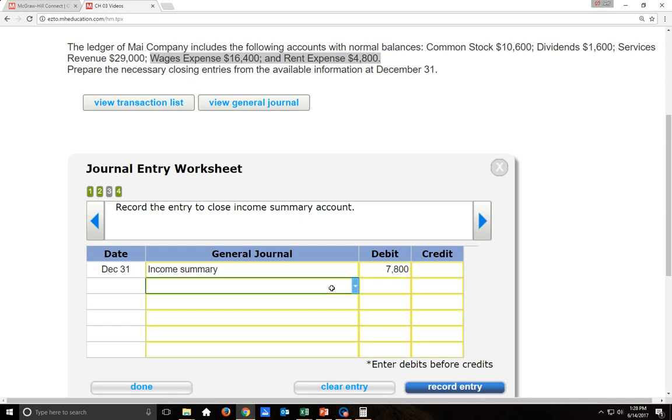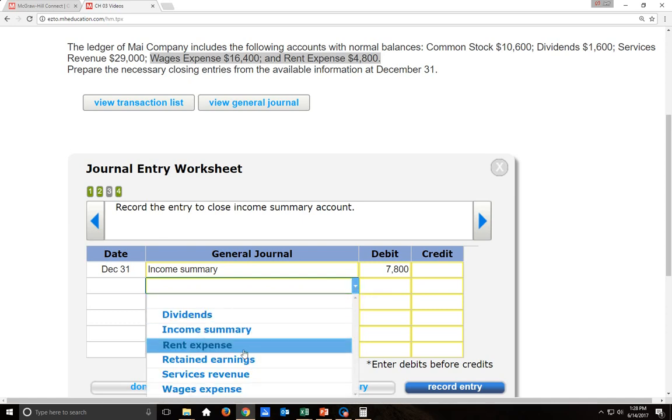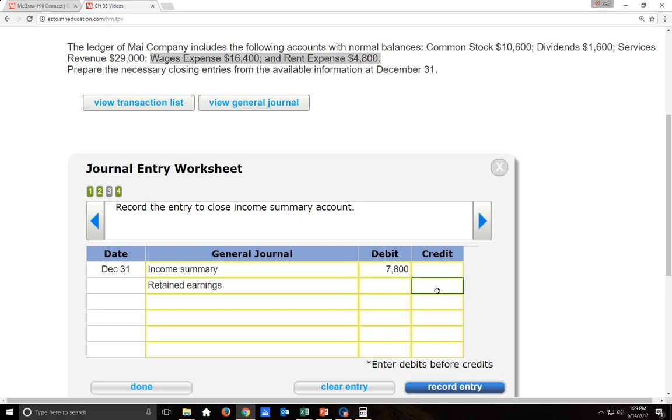And as you recall from the Learn Smart modules, hopefully, when we close out income summary, we close out income summary to which equity account? It's not common stock. What's the other equity account? Hopefully you said retained earnings. And if you did, that would be correct. We're going to close income summary out now, finally, to retained earnings by giving it a credit for $7,800.